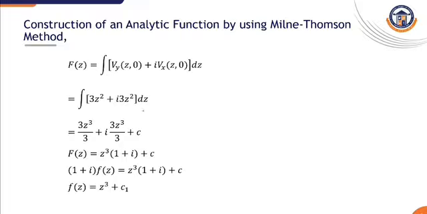So we take z cube common: 1 plus i into z cube plus c. We know that capital F of z means the small f of z into 1 plus i. The right side value also has 1 plus i available. Therefore we cancel the both terms 1 plus i. Therefore the final answer of our construction of the analytic function is f of z equal to z cube plus the constant c1.